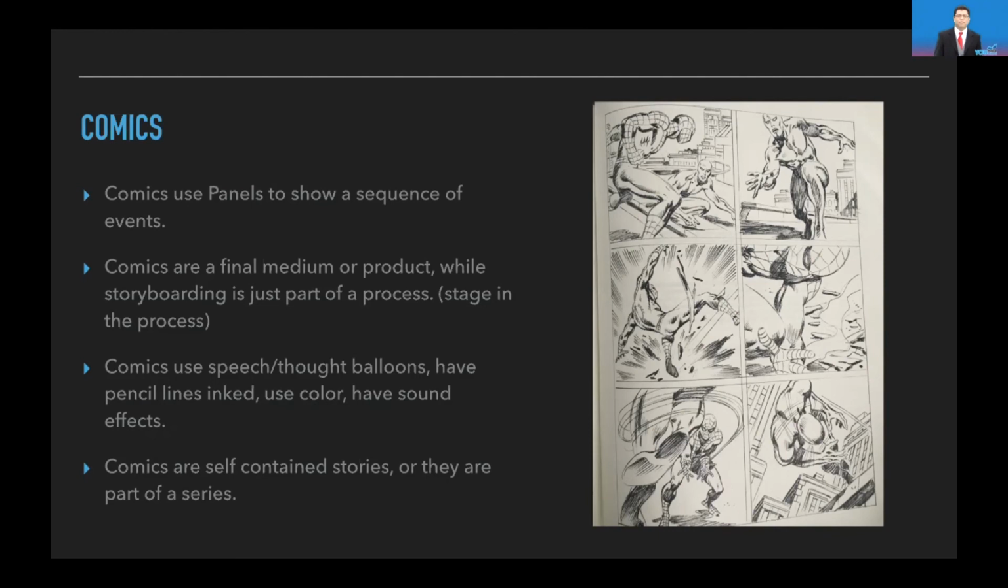So comic books, again, use panels to show a sequence of events. They are a final medium or product, while storyboarding is just part of the process, or basically a stage in the process. You start drawing your little sequence, and that's going to help the director and the camera person see how they're going to do it in the story, see if it makes sense. If it's something that's going to be animated, it's going to be used either by the 3D department, who's going to be doing 3D models of the characters.